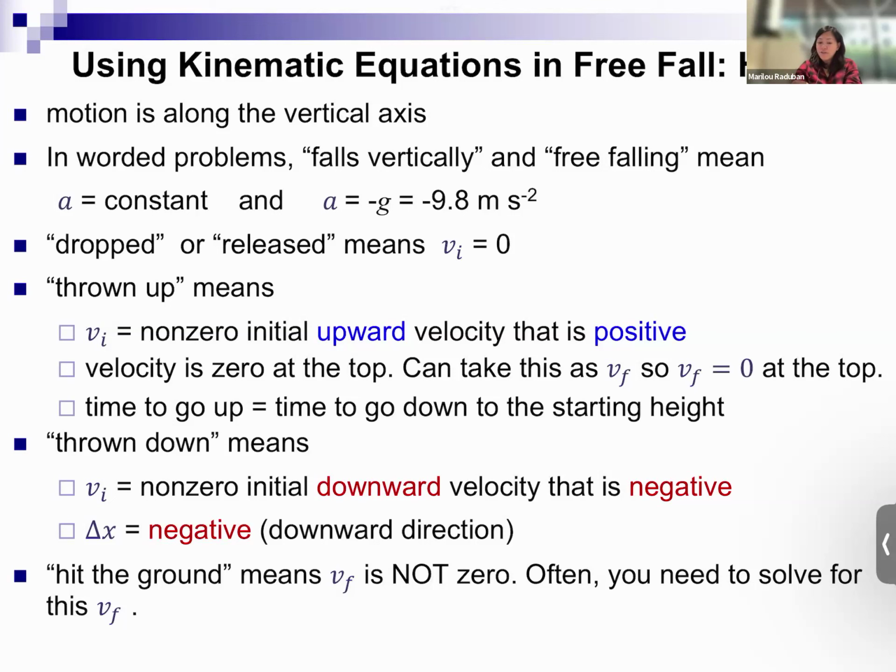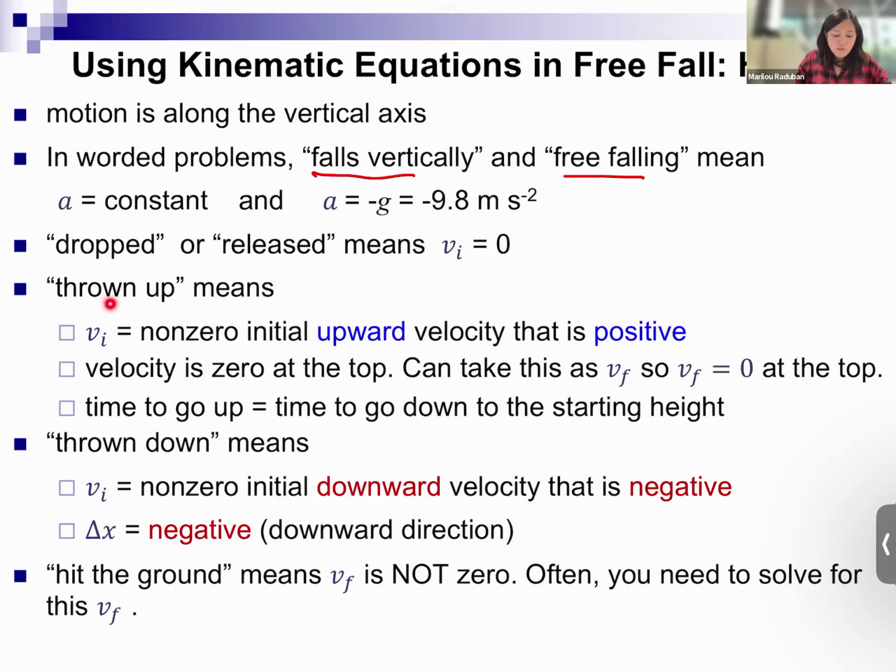Because free fall is such a special kind of motion, in worded problems you can also pick up hints as to what the values of some kinematic variables are. For example, falls vertically, free falling, or negligible resistance under vertical motion means automatically that acceleration is negative 9.8 meters per second squared. As I mentioned, dropped or released means initial velocity is 0.